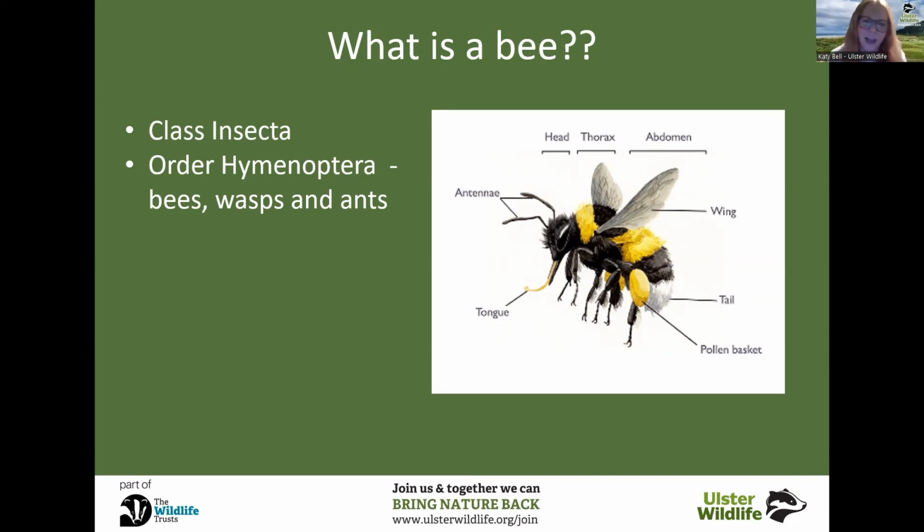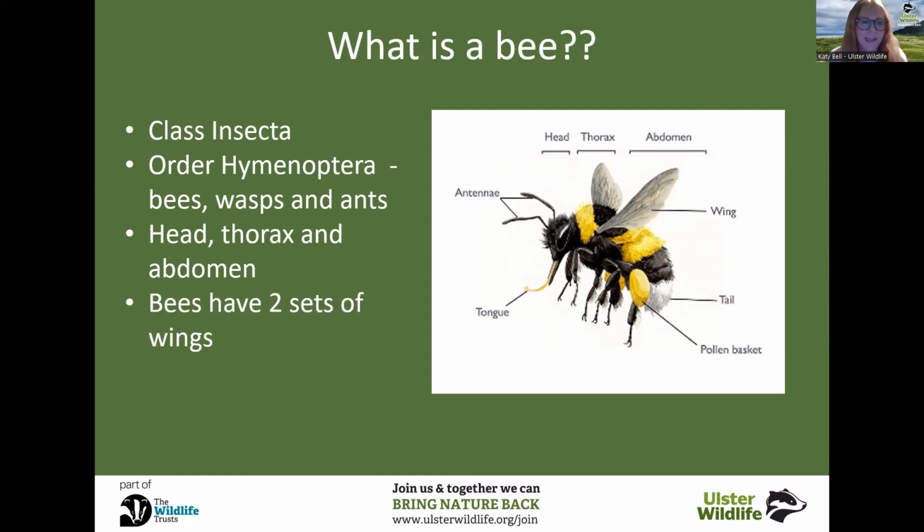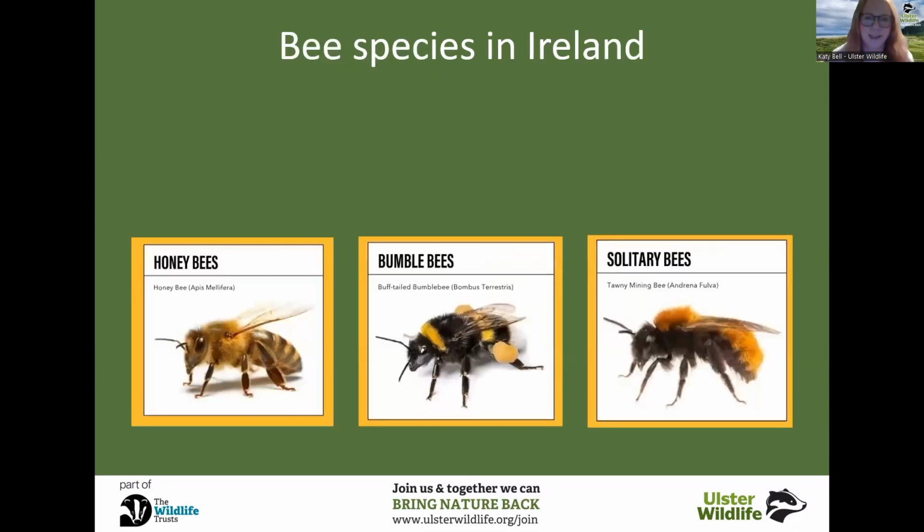And what defines them as one of these species? Well, they have a head, a thorax, and an abdomen. So they have 3 body parts, and they have 6 legs. That's the basics of it, really. They have antennae. Bees have 2 sets of wings, so that separates them from flies. Flies only have 1 set of wings. Bees have 2. And they have tongues to feed with, so they basically feed on nectar with this big long tongue. So that is the basics of a bee.